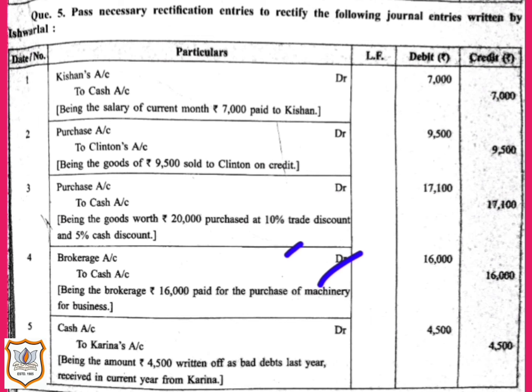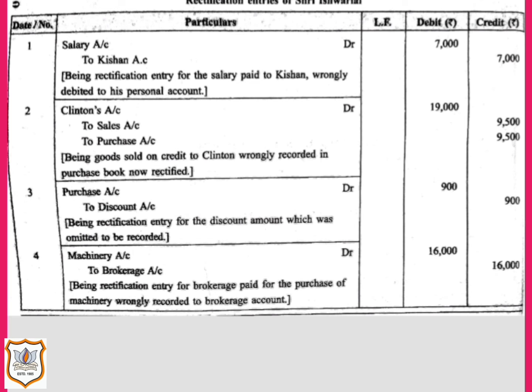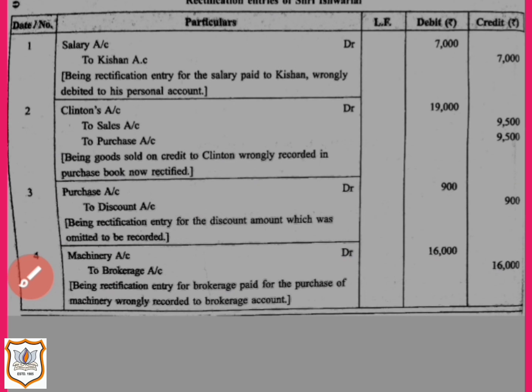So let us see our rectifying journal entry. Here it is. According to the principle do what is correct, machinery account will be debited. And according to the principle undo what is wrong, brokerage account will be credited by rupees 16,000. Now let us see journal entry number 5th.